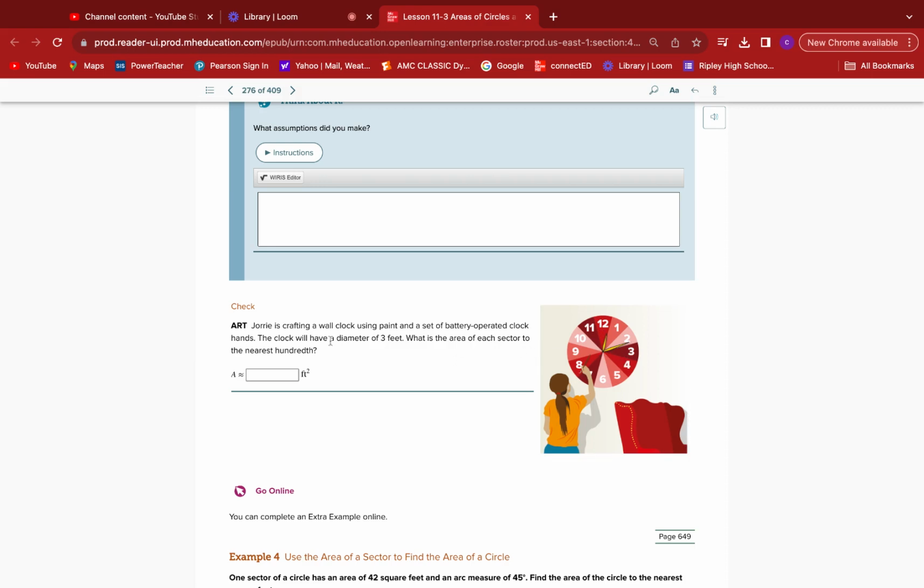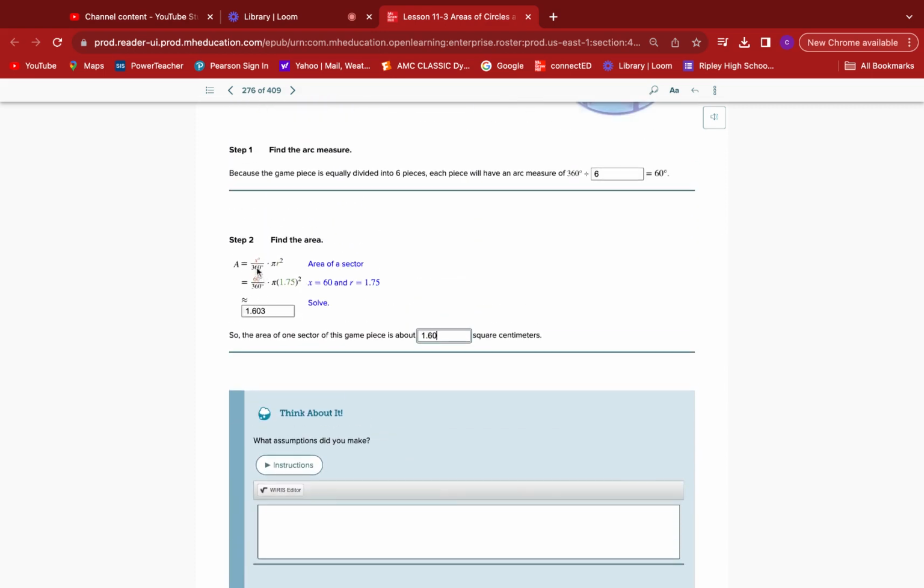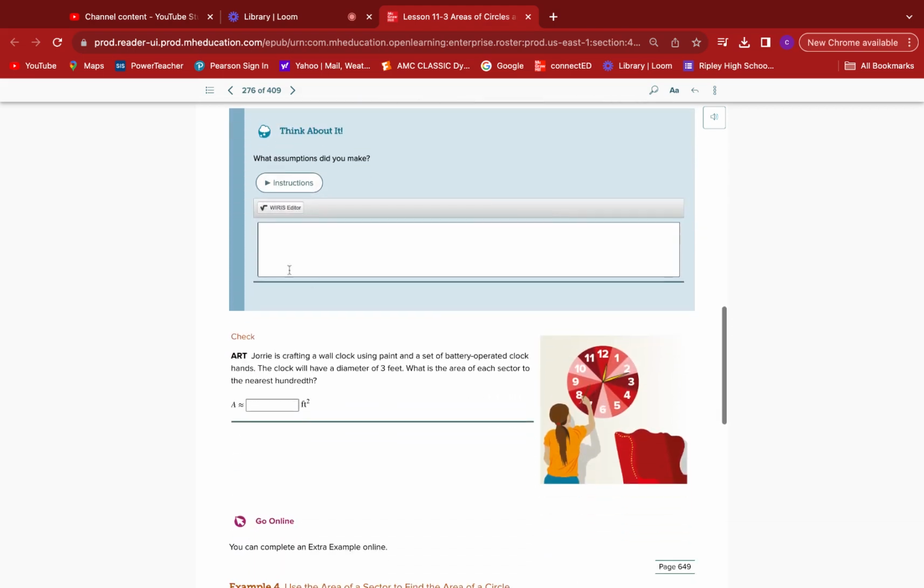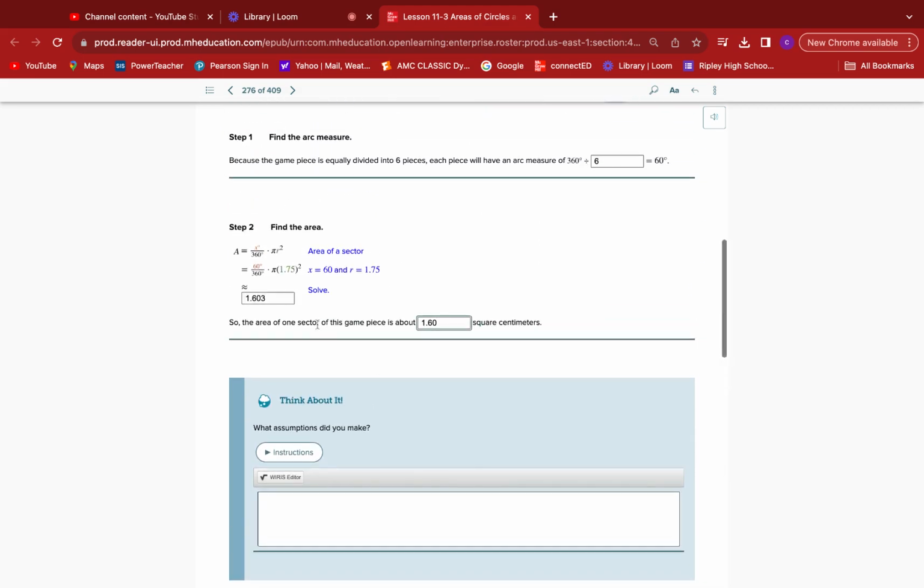I've got 30. All right, so now I'm going to have 30 over 360 because my angle, I'm going to put a 30 right there, over 360 times pi times my r. Now remember, they gave me the diameter is 3. So my radius is going to be half of that, which is 1.5. So I'm going to put a 1.5 for this r right here. So grab your calculator, put in 30 over 360 times pi times 1.5 squared.